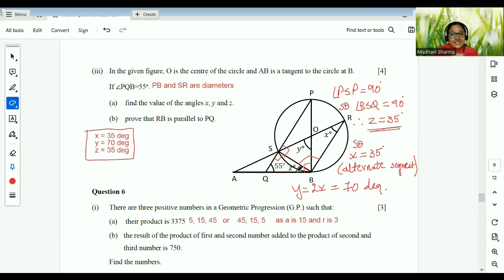If z is 35, then x is also 35, alternate segment theorem. If x is 35, y will be double of it. We just solved in the previous question: angle at the center is twice that of the periphery. So it will be 2x, which is 70 degrees. Final answer, x is 35, y is 70, and z is 35.